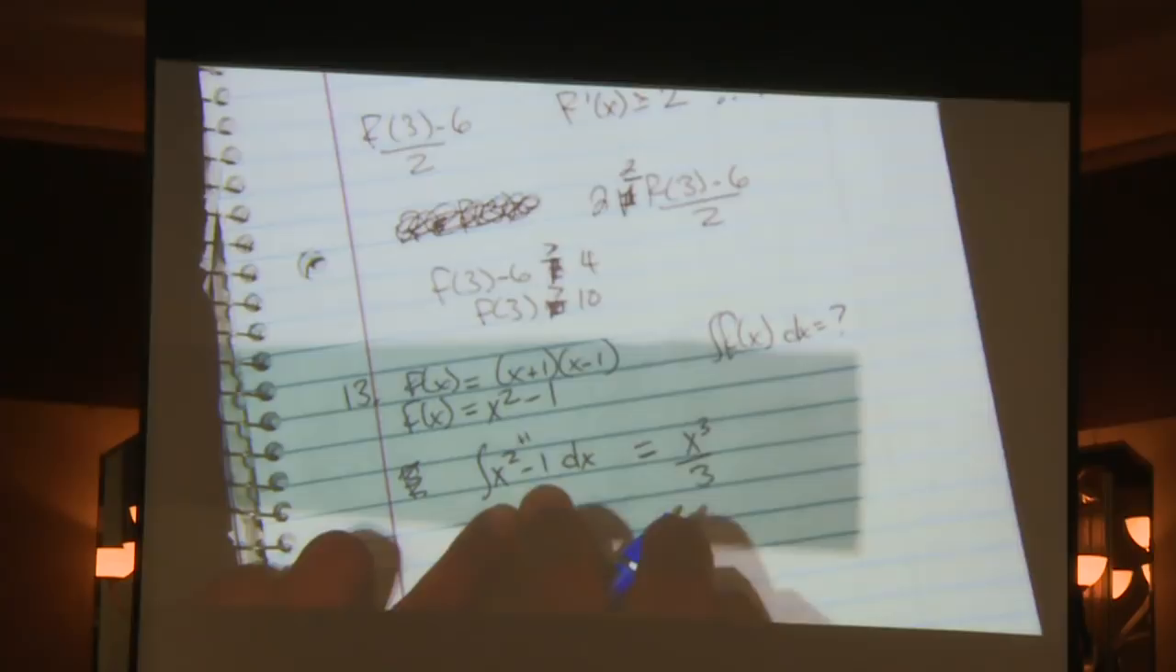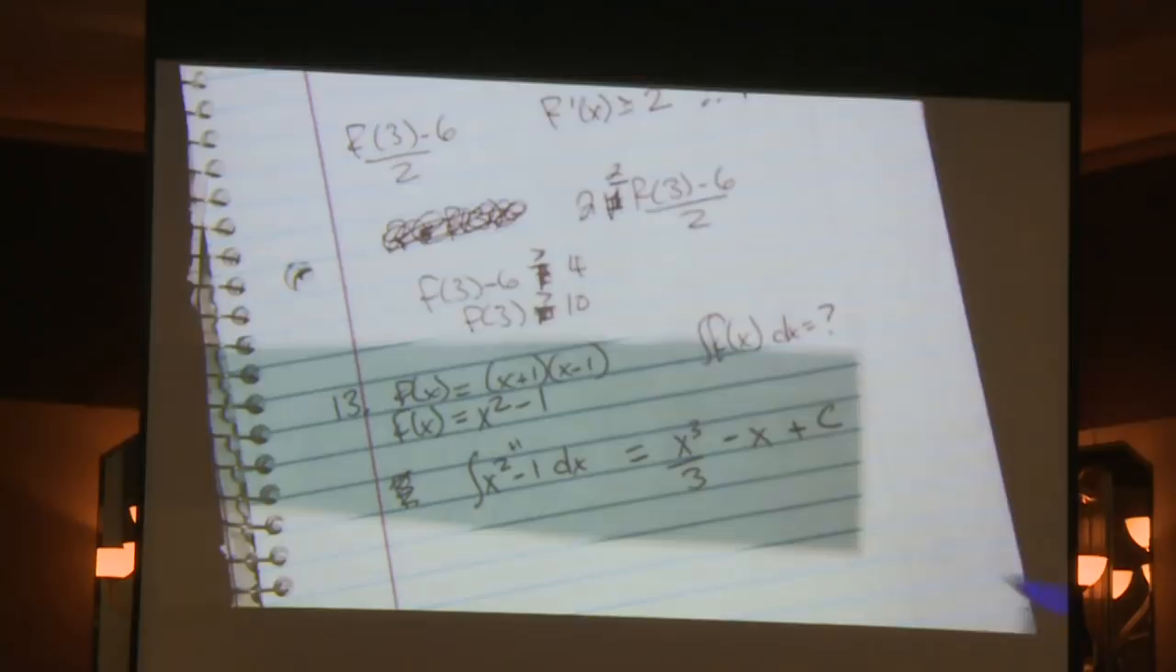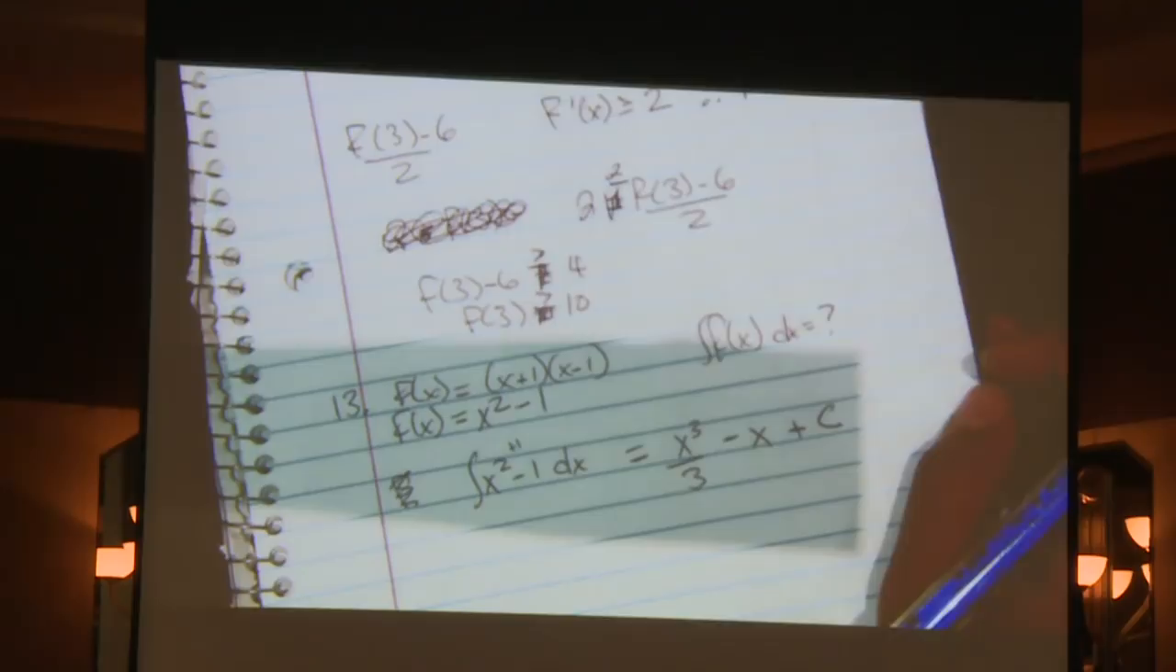If you have a constant, it's just that constant multiplied by the given variable. So my variable is x. Negative 1 times x gives me negative x. Always plus c, and then you're done. Simple as that. Questions? Awesome.